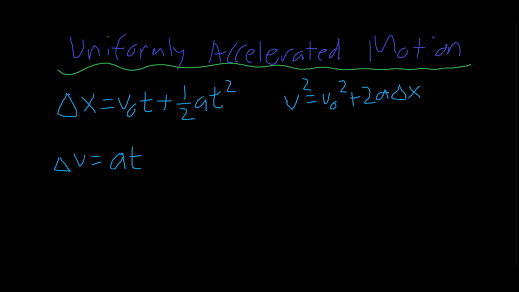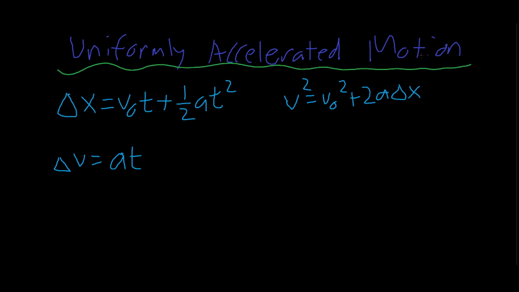Alright, so now getting into uniformly accelerated motion, there are 3 common equations which we will typically use when we are solving kinematics problems. Our first one is change in position equals v naught t plus 1/2 at squared. Our second one is change in velocity equals at. And our third one is v squared equals v naught squared plus 2a delta x. So these are our 3 common equations that we'll typically use when we're dealing with uniformly accelerated motion problems.